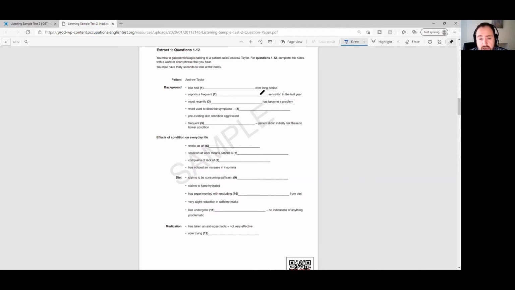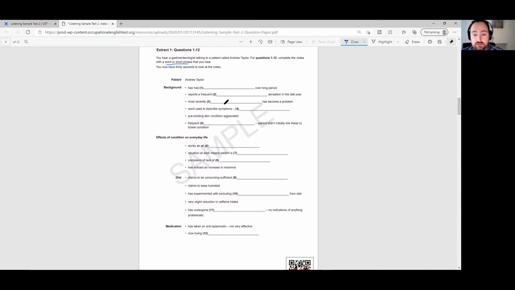So a couple of things we're going to do with each one. Obviously, to start with, you would read through all this as quickly as you can to get an idea. The introduction tells us a lot of information, like as a gastroenterologist, the patient's name and things like that. But what we're really going to focus on is the part of the notes that has the things we have to complete. Remember that we have to complete it with a word or a short phrase that you hear. So it has to be from the recording.